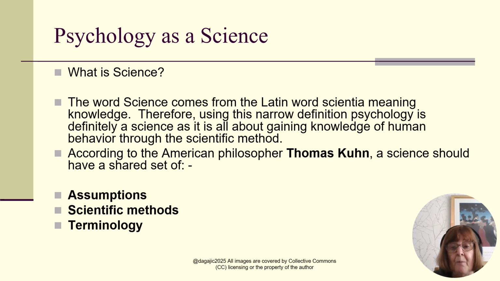So for instance, the biological approach, the cognitive approach, the social approach, the behaviorist approach, the psychodynamic approach, the humanist approach. And for Kuhn, that is the reason that psychology is not seen as a science, but instead is a social science.